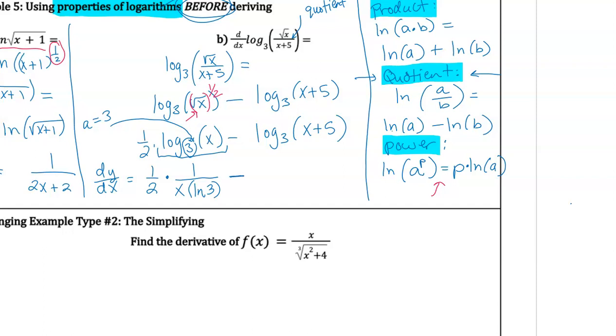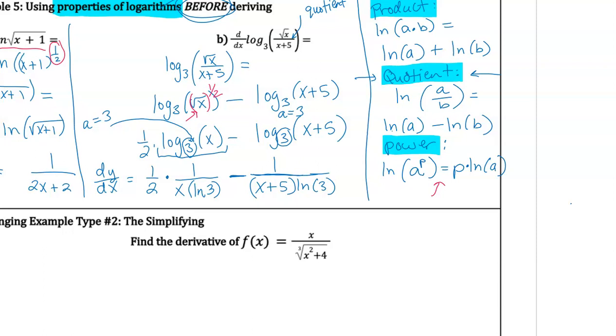And then I use the difference rule to just find the derivative of the second part and subtract the two derivatives. So this is also a log of base 3. So I'm going to use the a value of 3 here. And the derivative formula says to divide by whatever's inside the log. So it's 1 over x plus 5, and then you multiply that by the natural log of 3.